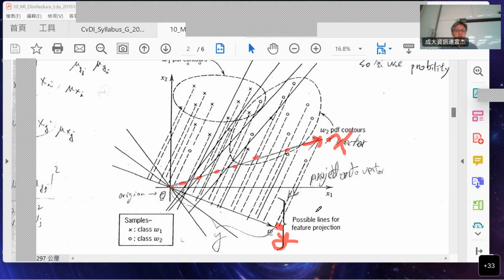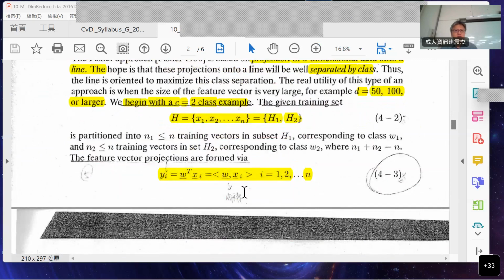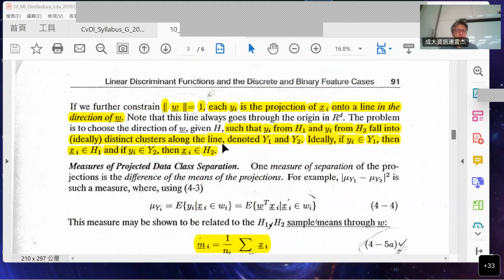Okay. So back to here. The projection is the inner product. So x projected onto w will equal y. So the purpose is to try to find w. Okay, so we keep going. And w is a unit vector. The definition for w is a unit vector.